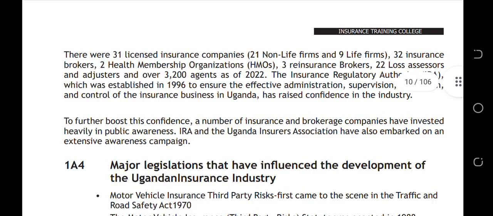We should also understand that there were 31 licensed insurance companies, of which 21 were non-life firms and 9 were life firms. Secondly, 32 insurance brokers also came up, as well as 2 health membership organizations, HMOs. Thirdly, 3 reinsurance brokers. Then fourth, 22 loss assessors and adjusters, and over 3,200 agents as of 2022. Yeah, that is so.